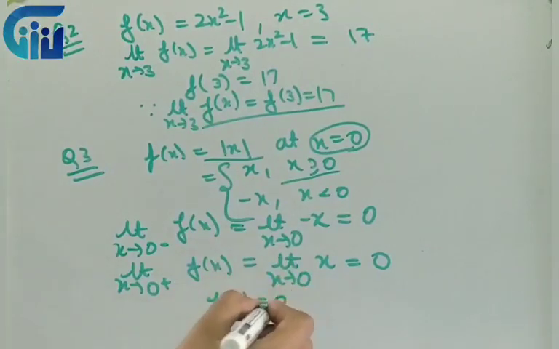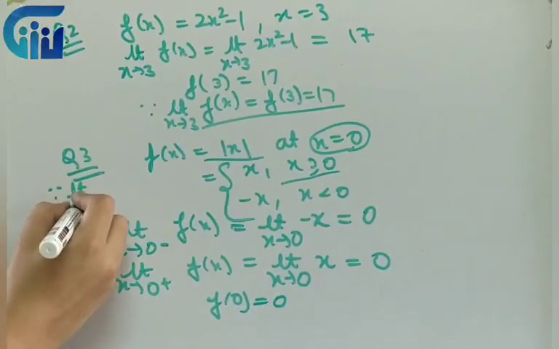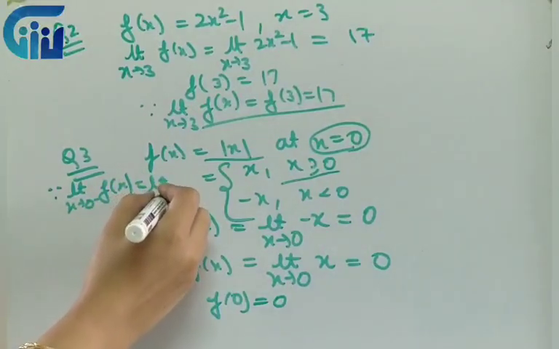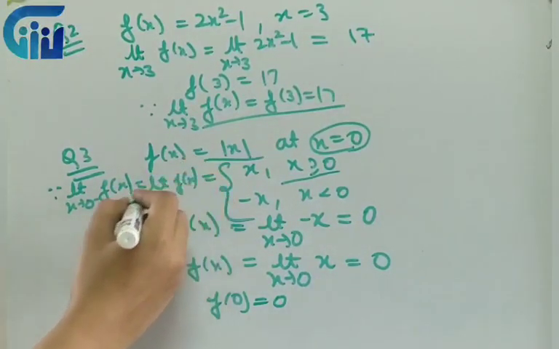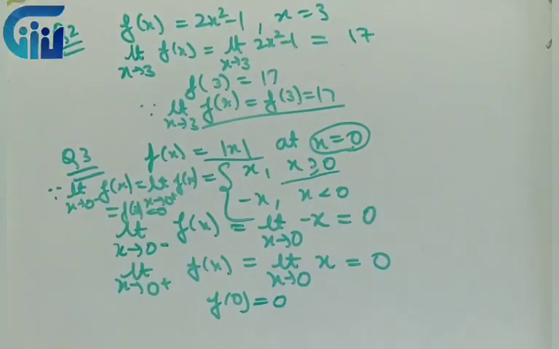So it will again come out to be 0. So it means what? We will say since the left hand limit is equal to the right hand limit is equal to the value of the function which is 0. Hence the given function is continuous at x is equal to 0.